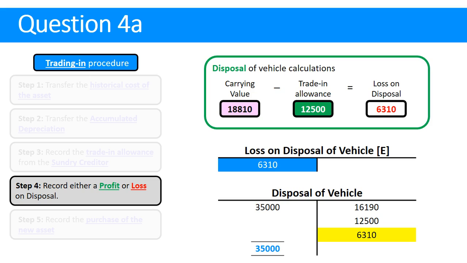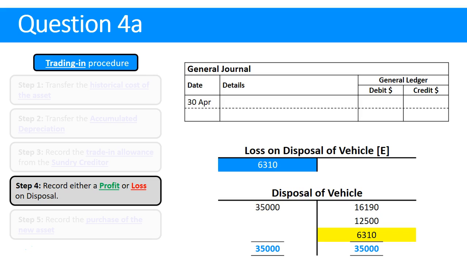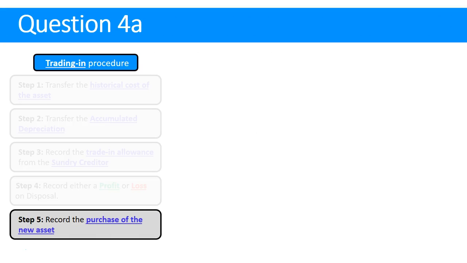So if we add up both sides, we've got $35,000 on the debit side, $35,000 on the credit side. So clearly we've done this correctly and our numbers balance. In the general journal though, we need to do a debit to loss on disposal of vehicle and a credit to disposal of vehicle. Our final step is to record the purchase of the new asset.